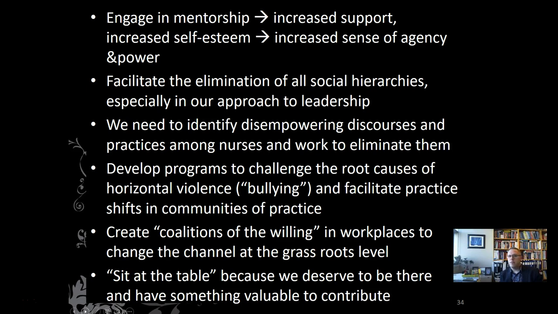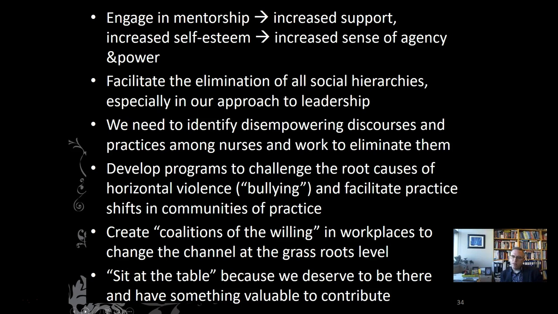We need to identify disempowering discourses and practices amongst nurses and work to eliminate them. So we need to address the language we're using, and we need to change the script that's being used. We definitely need to develop programs to challenge the root causes of horizontal violence or bullying and facilitate practice shifts in communities of practice. Now, what I mean by this is we have to recognize the gendered and power roots of this, and we need to address those in order to address the bullying.